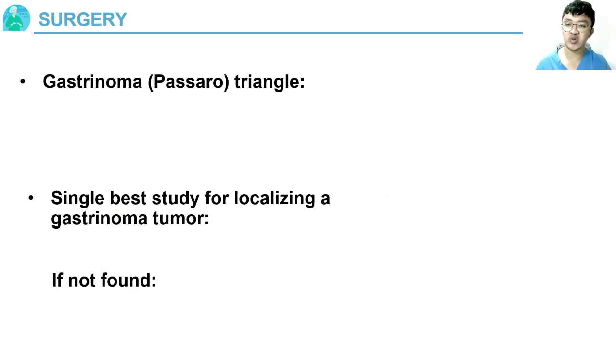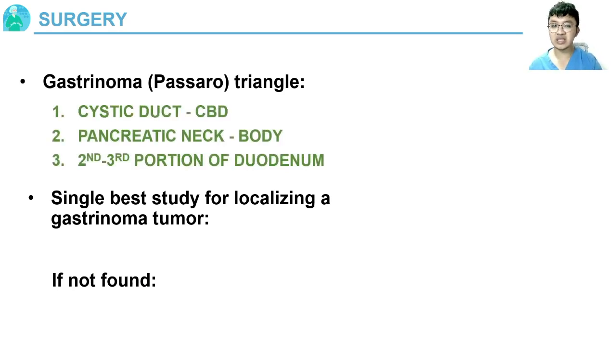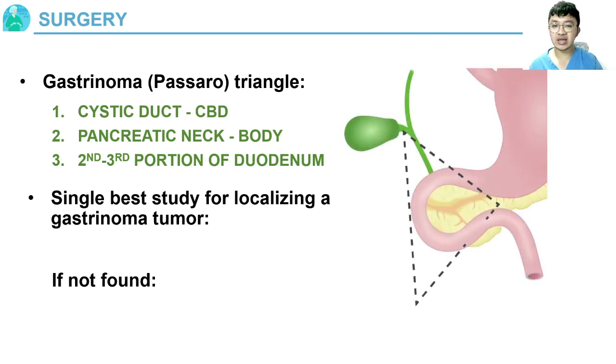Next, we have the gastrinoma or Passaro triangle. For the gastrinoma Passaro triangle, you have the cystic duct and the CBD as one edge, the pancreatic neck and body as one corner, and the second and third portion of the duodenum. It's usually in this triangle where you find most of your gastrinomas.